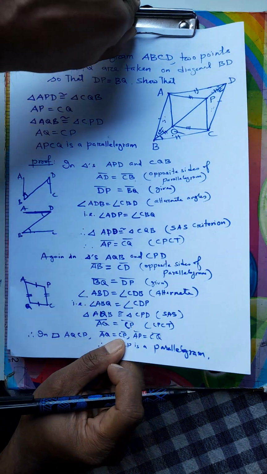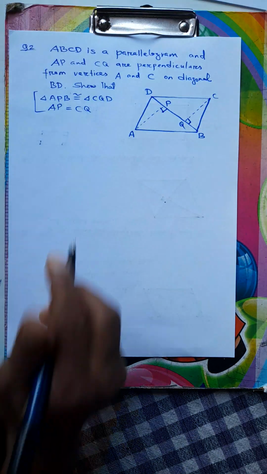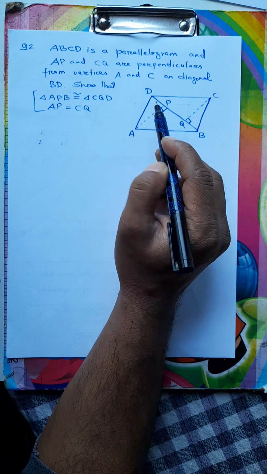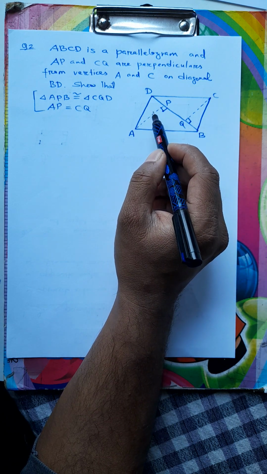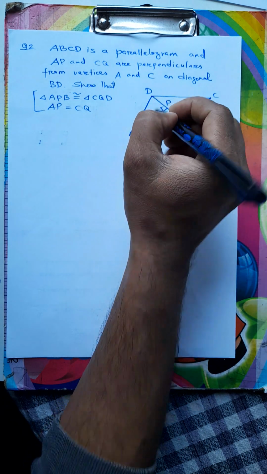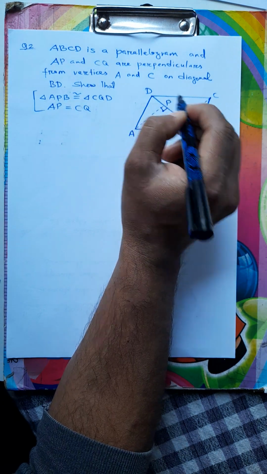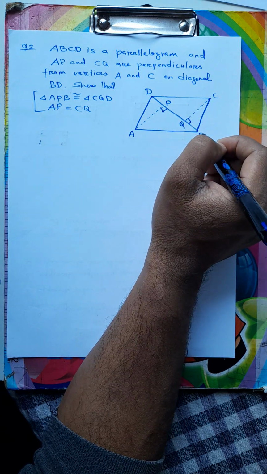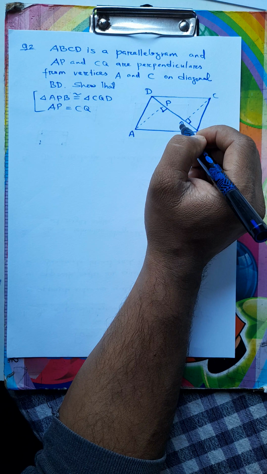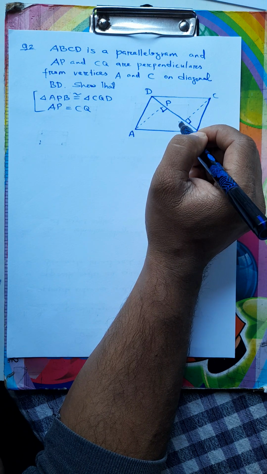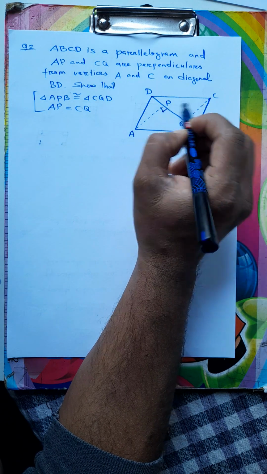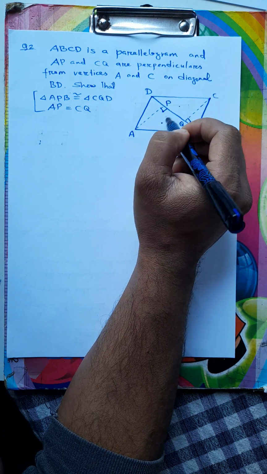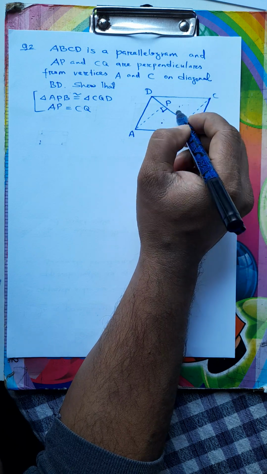Now we are coming to question number 2. ABCD is a parallelogram, and AP and CQ are perpendiculars from vertices A and C. AP is perpendicular to diagonal BD, and CQ is perpendicular to diagonal BD, right? Now we have to prove that triangle APB is congruent to triangle CQD.